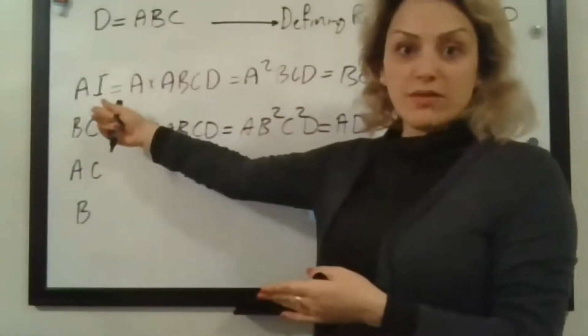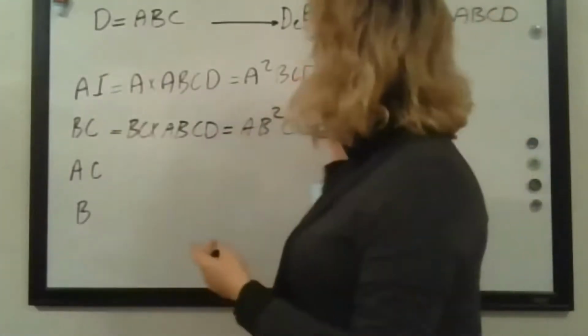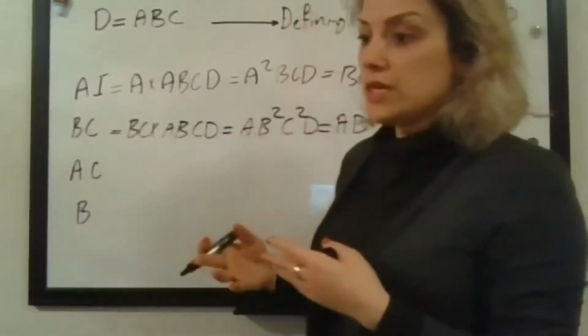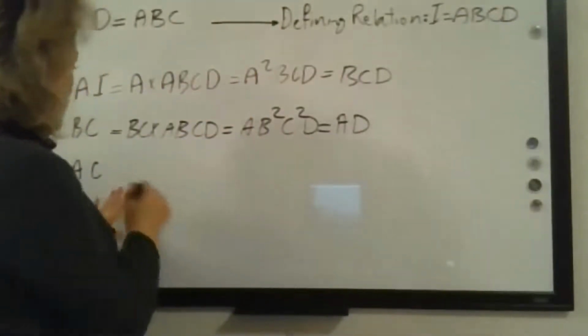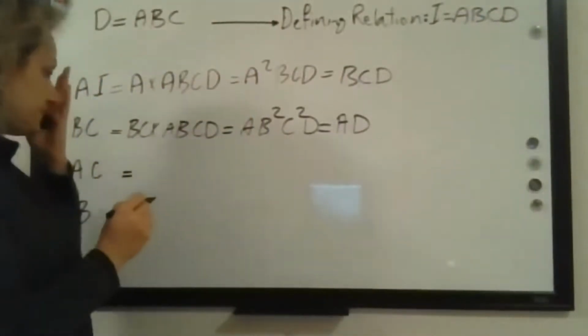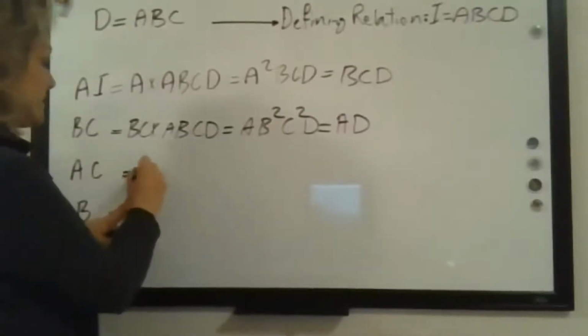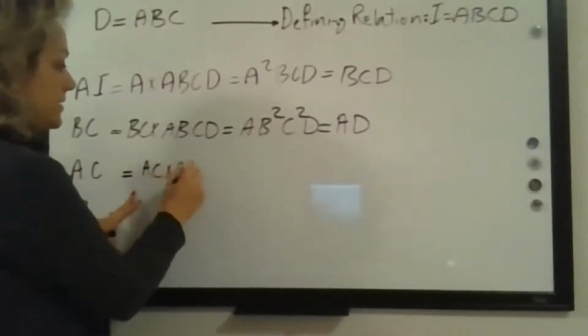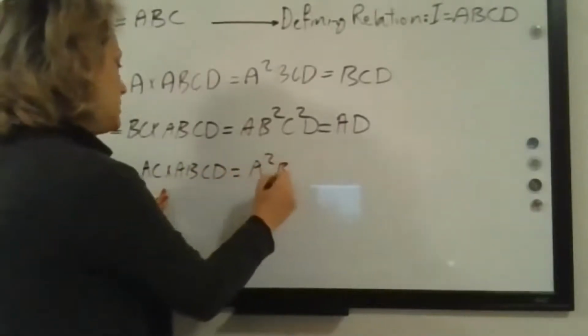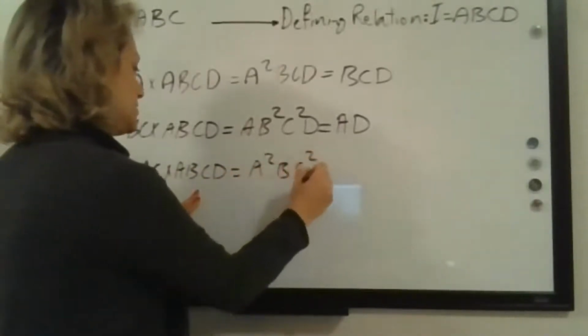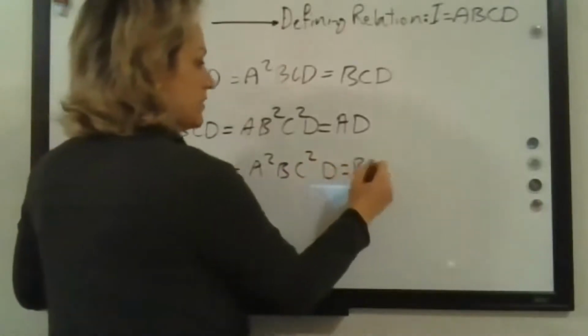Definitely this one is better, right? When you think about it, you consider the interaction of the 3 factors. And then BC and AD, we can do that for AC as well. So it's AC times ABCD. So it would be A to the 2, B, and then C to the 2, D. So it's going to be BD.